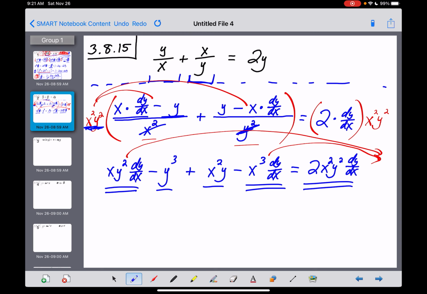So let's see what that does for us then. These two terms are going to be the only ones remaining on the left side, and I think it would be a little bit neater to write the positive term first.